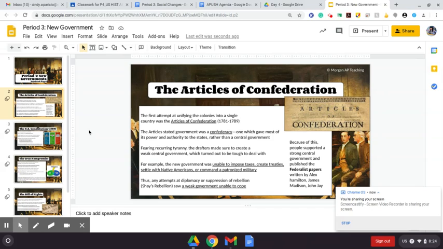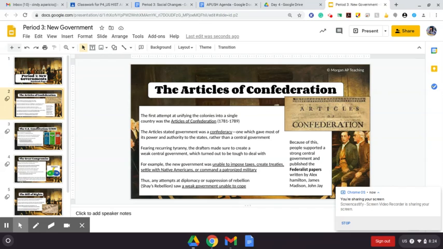The Articles of Confederation. The first attempt at unifying the colonies into a single country was the Articles of Confederation from 1781 to 1789. The articles stated government was a confederacy, one which gave most of its power and authority to the states rather than a central government.